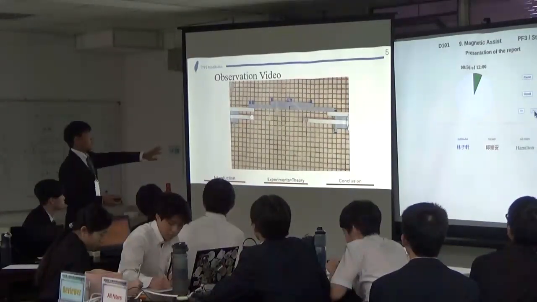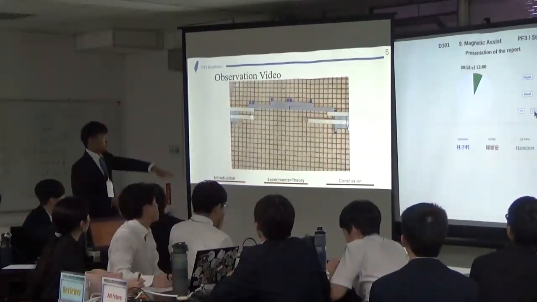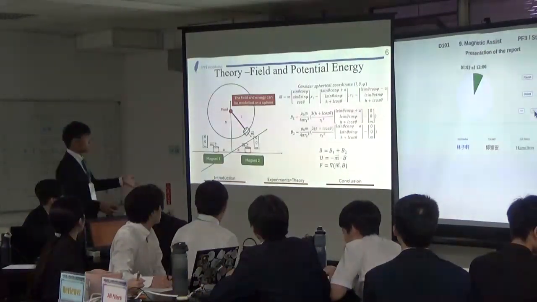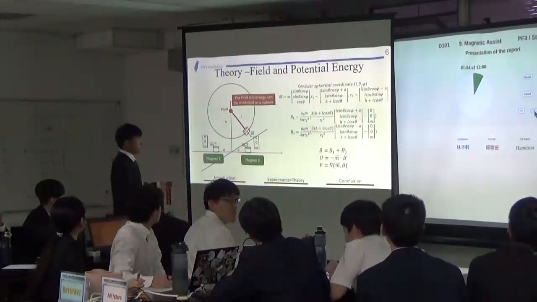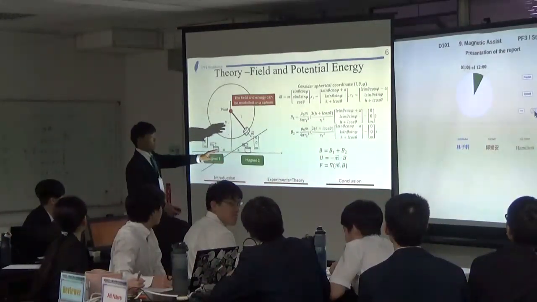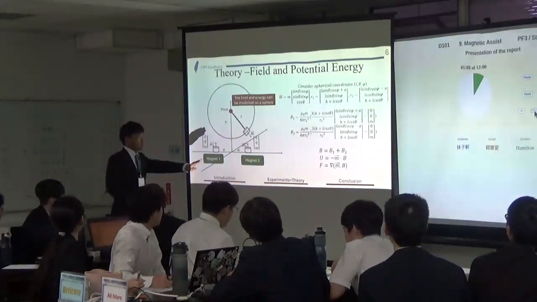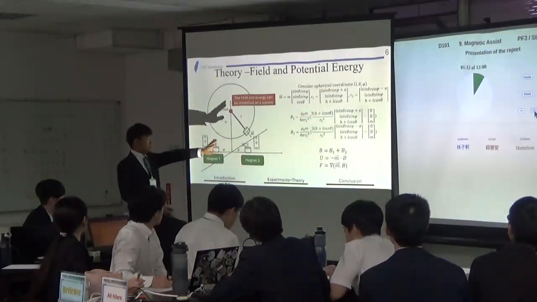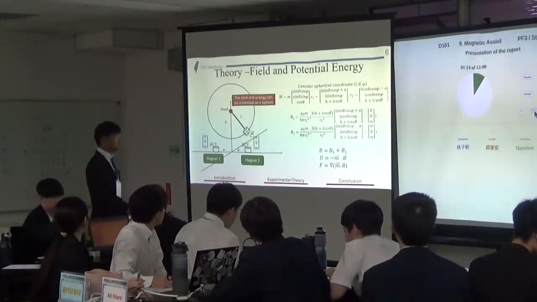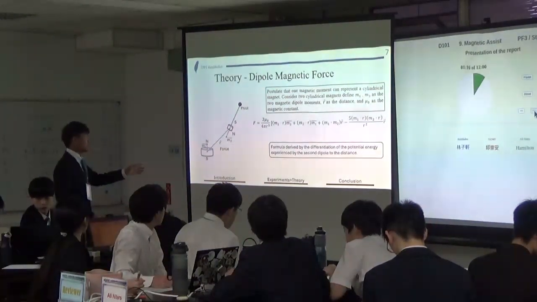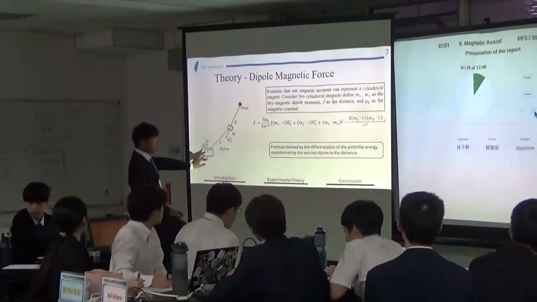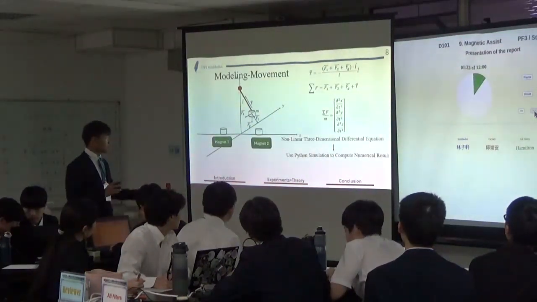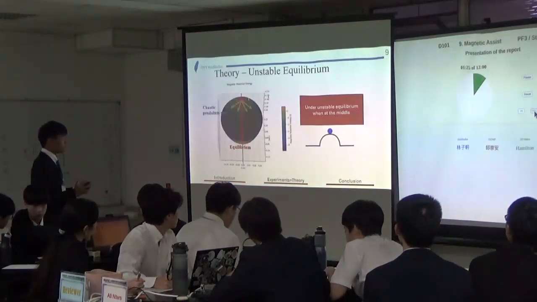You can see the pendulum actually travels in a path like a figure eight. So this is the series. We use a function here to show how the magnetic field is present, and this is the magnetic force between the base and the pendulum. This is more about the modeling.